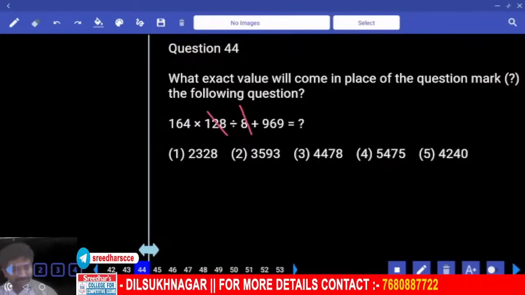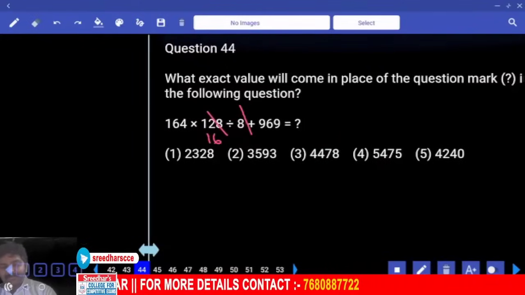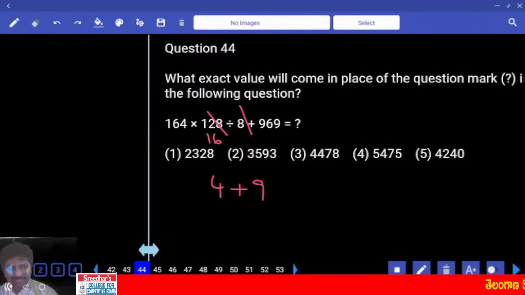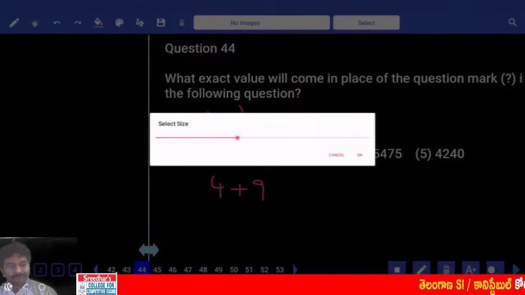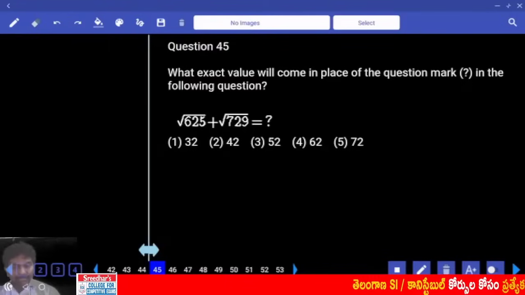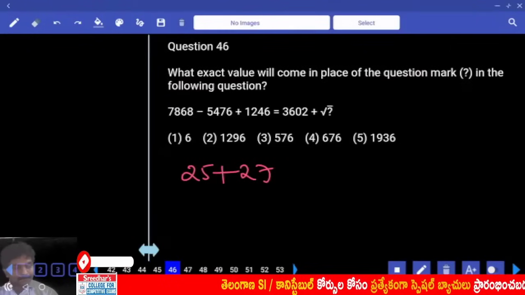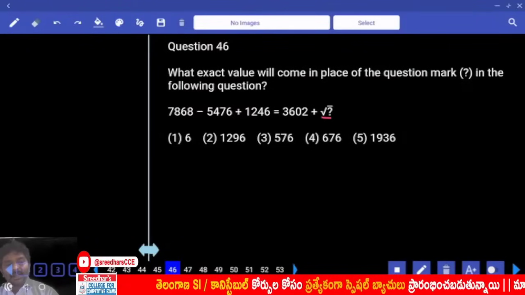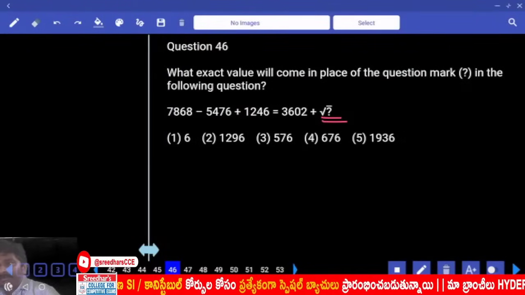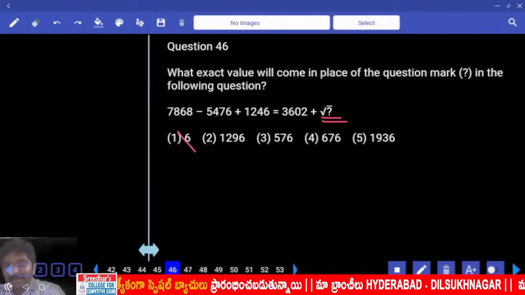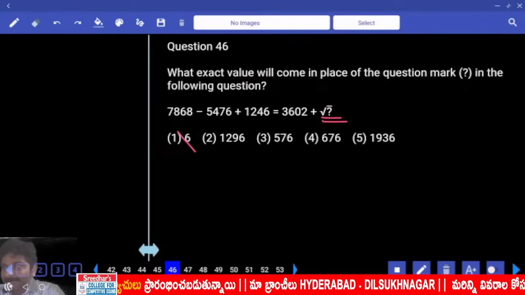8. How many times? 16 times. 164 into 16 ends with. After that 969 ends with. Answer ends with. Come on. 25, 27, 52. Under root. So answer should be a perfect square. First option eliminated. Remaining looks all are perfect squares. Agreed or not? Okay.